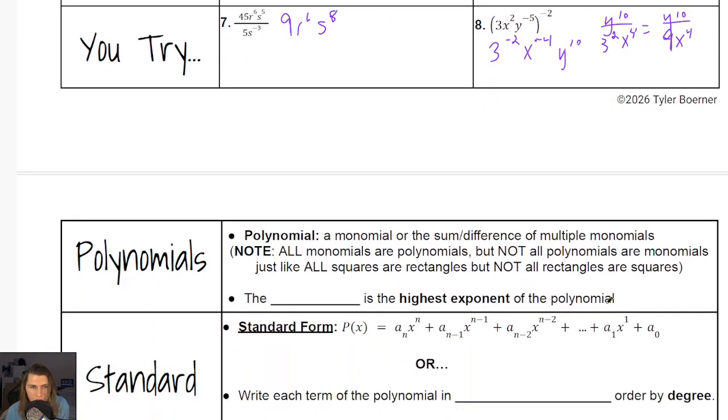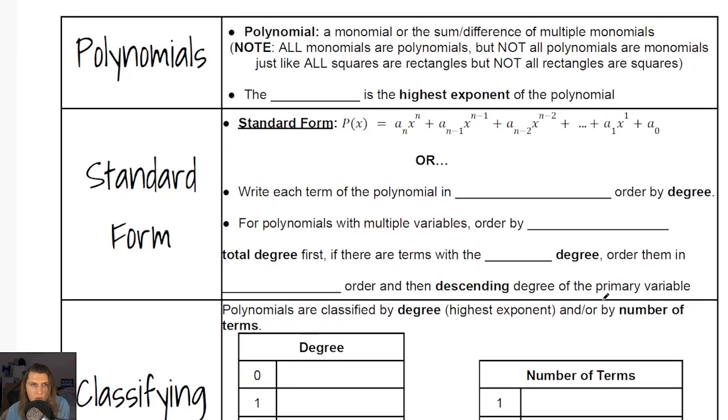So next, we're going to introduce polynomials, which is just a monomial, or it is the sum and difference of multiple monomials. So a note here is all monomials are polynomials, but not all polynomials are monomials. Just like all squares are rectangles, but not all rectangles are squares. So some of our definitions that we need here: the degree is the highest exponent of the polynomial.